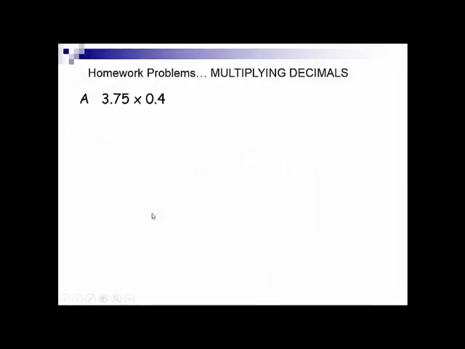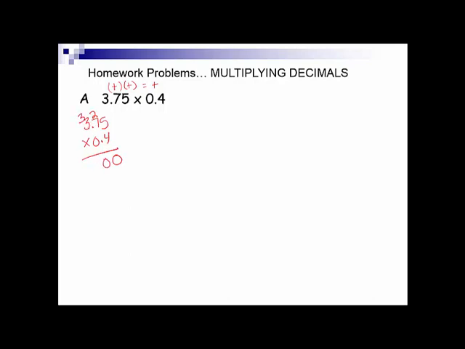What I'd like to start with is just going over the multiplication problems you had for homework. So letter A was a multiplication problem. First thing I look at is I say, okay, this is a positive times a positive, so the answer will be positive. So I do 3.75 times 0.4. We can consider this our scrap work. 4 times 5 is 20. Put down a 0, carry a 2. 4 times 7 is 28, and 2 is 30. Put down a 0, carry a 3.